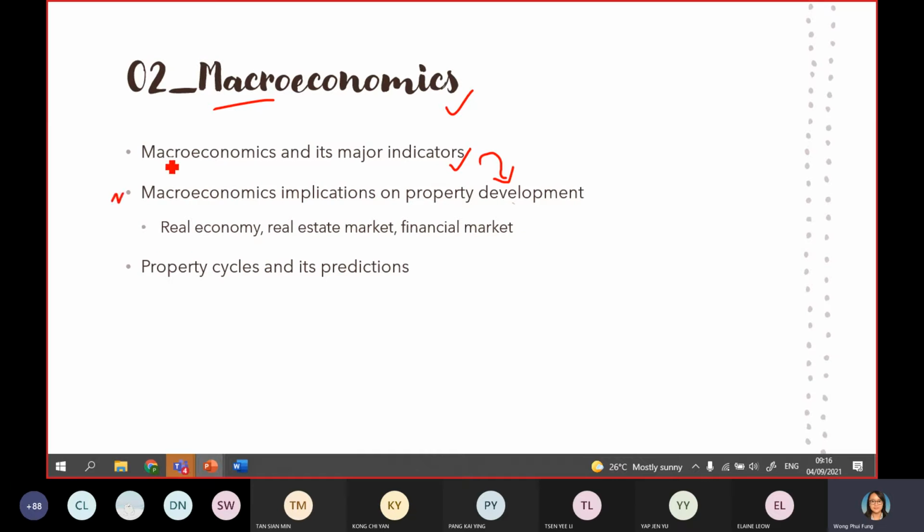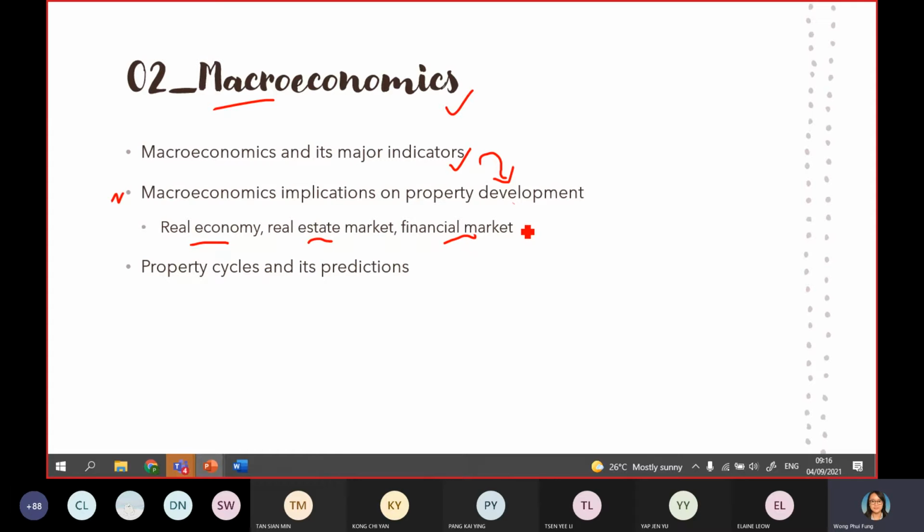So in the second subchapter, we actually learn that the real economy, meaning to say the economic performance, the economic condition. Then the second cycle, the second market, is about the property market. And also the last one is the financial market, which means from the financial institutions.